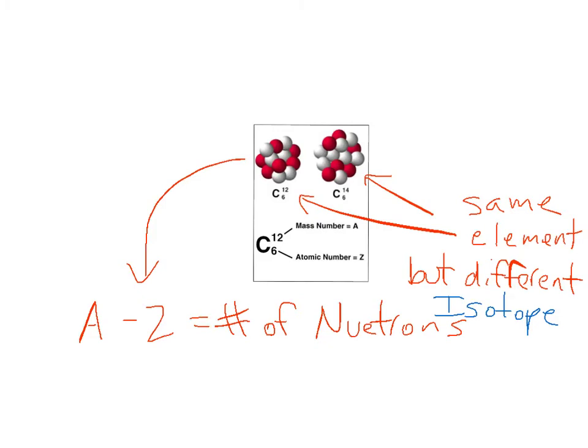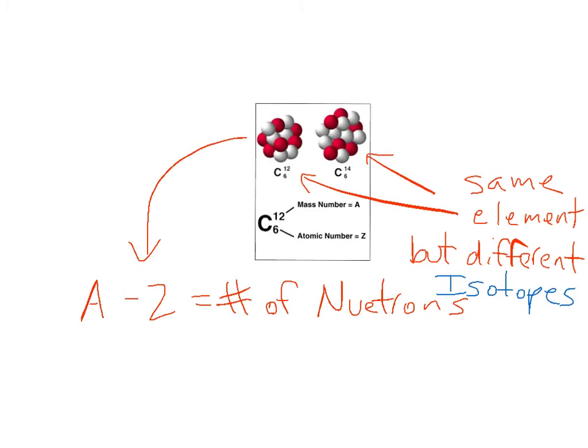The name for atoms of an element that have the same number of protons but a different number of neutrons is called an isotope. So while these are both carbon, they are different types of carbon. This one is carbon 12 and this one is carbon 14. These are 2 different isotopes of the same element. So obviously the number of neutrons must be different.